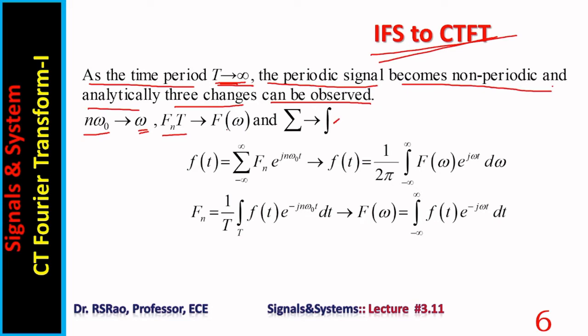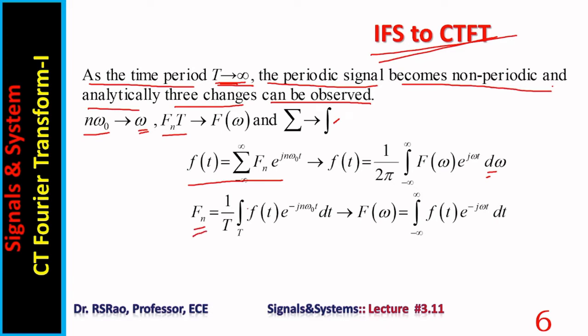Now, keeping these three changes in mind, one can say f of t is equal to sigma from minus infinity to plus infinity F_n e power j n omega naught t. This is the Fourier series expansion, of course. It becomes, as T tends to infinity, 1 by 2 pi integral from minus infinity to plus infinity F of omega e power j omega t d omega. Now, F_n, the exponential Fourier series coefficient.